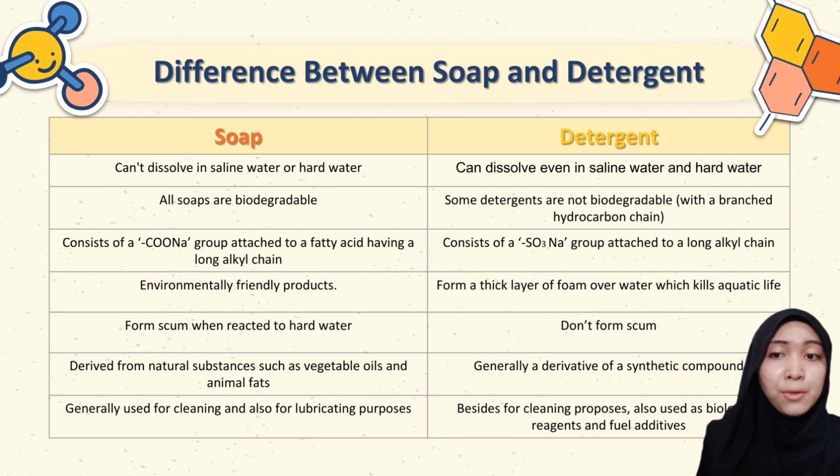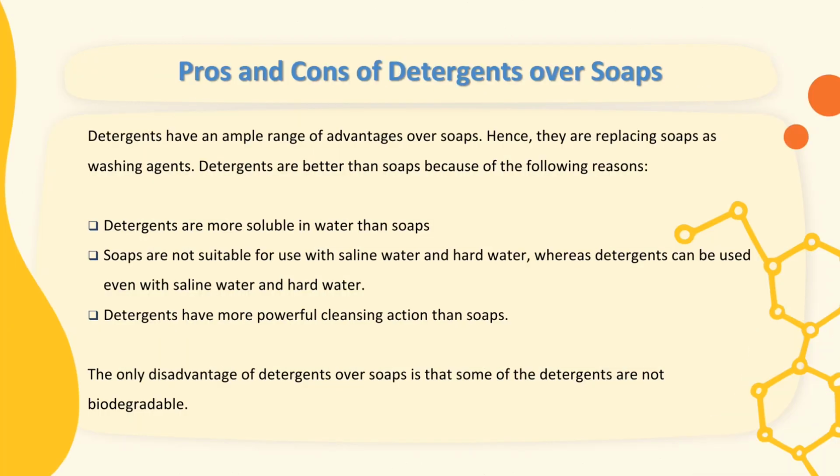Soaps are derived from natural substances such as vegetable oils and animal fats, while detergents are generally derived from synthetic compounds. And lastly, soap is generally used for cleaning and also for lubricating purposes, while detergents, besides cleaning, are also used as biological reagents and fuel additives.